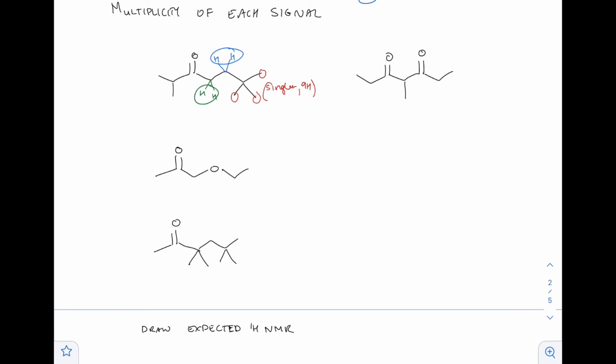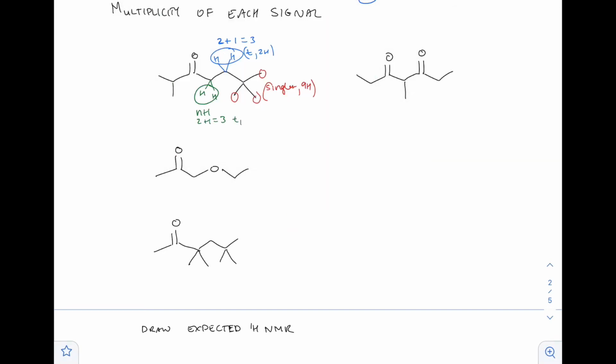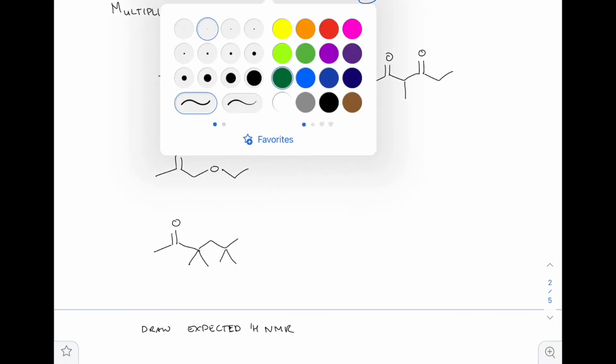And since it's 2, we have the n plus 1 rule, so we have 2 plus 1 equals 3. And this is the same. It sees 2 protons that are equivalent, and so we have 2 plus 1 equals 3. So those are both triplets. So we would just put a triplet, 2 hydrogens, and then a triplet, 2 hydrogens for that one too.